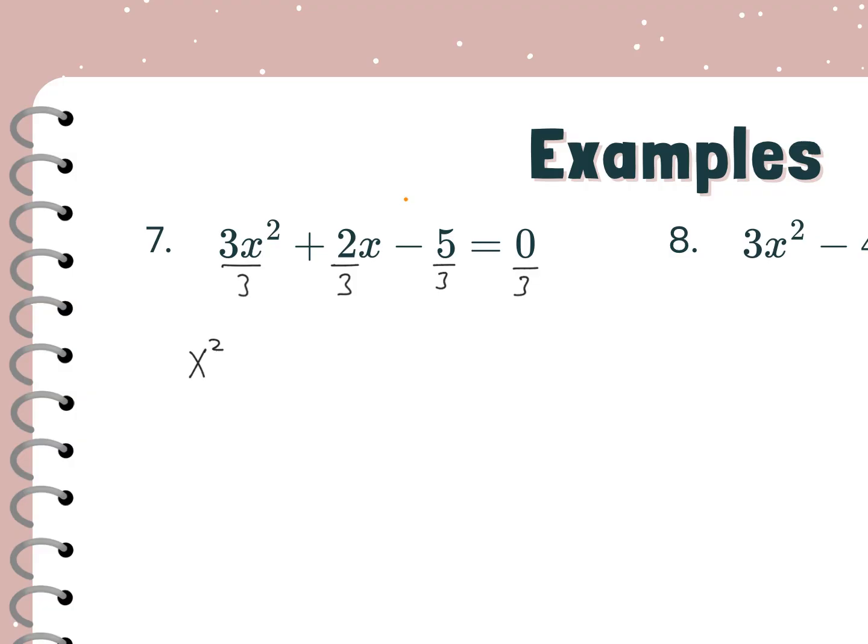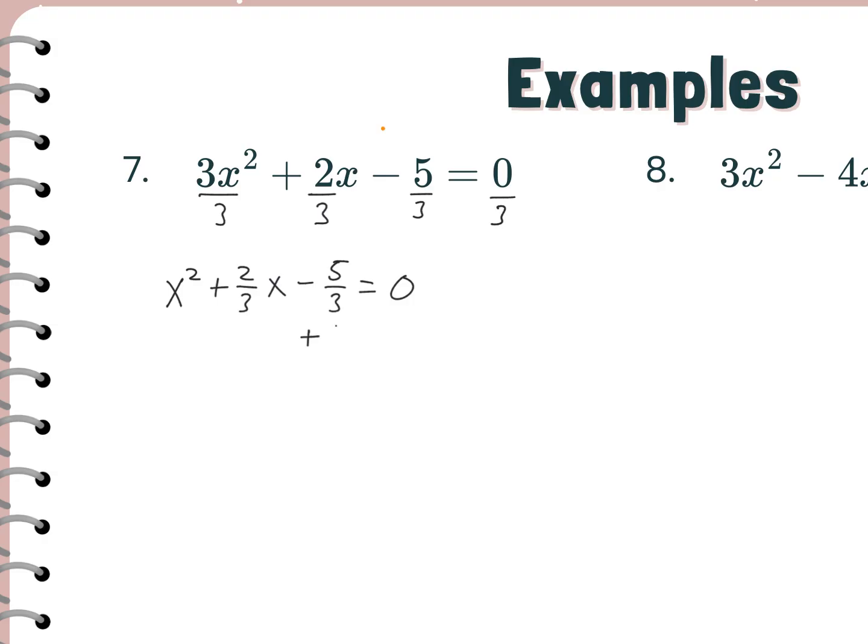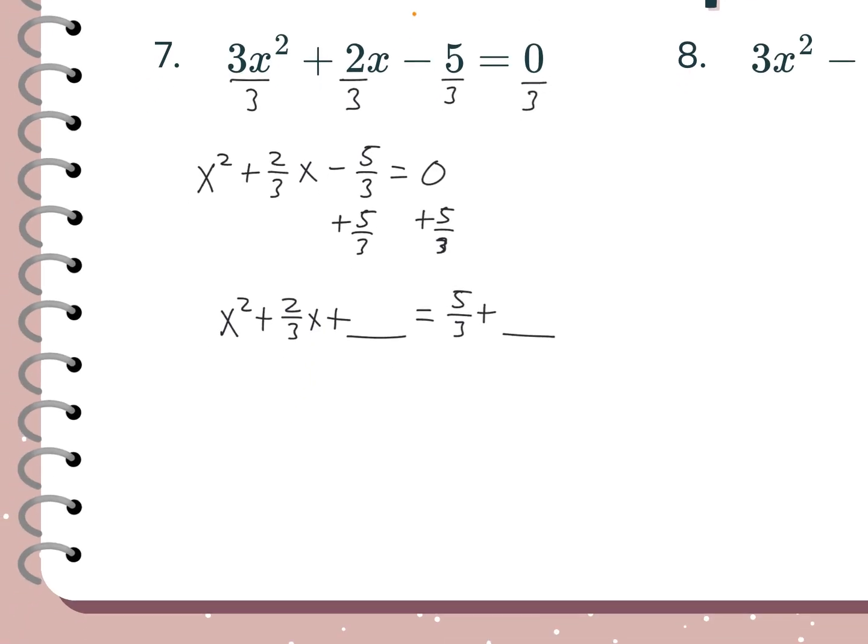And so now I get an x squared plus 2/3 x minus 5/3 equals 0. And then again, I can do the exact same thing as before and add 5/3 to both sides. Now this is really not pretty, right? This is all fractions from the beginning. So then I get x squared plus 2/3 x plus a blank equals 5/3 plus a blank. And then I'm going to do the exact same thing. I'm going to do b over 2 squared.